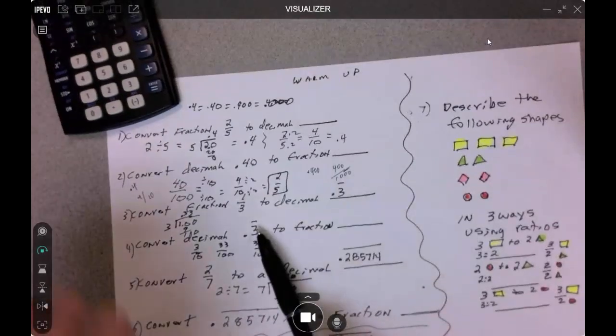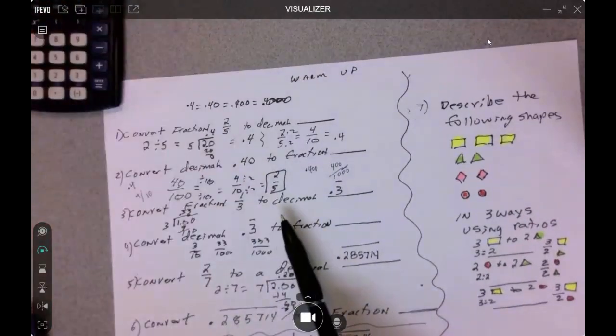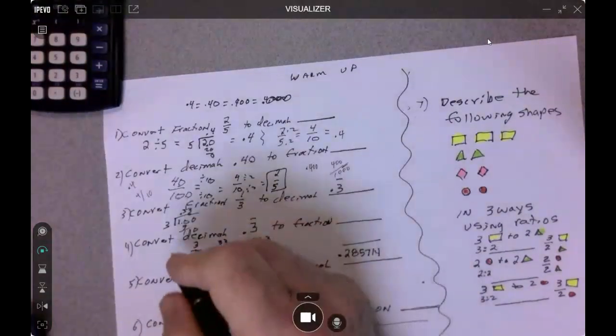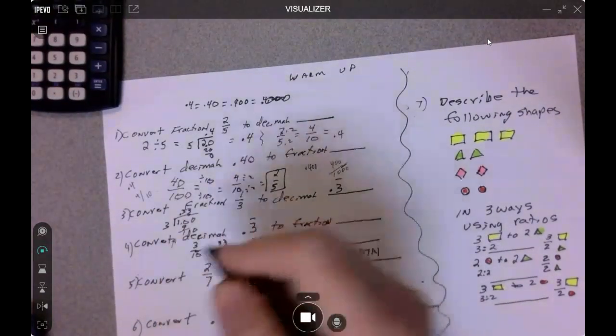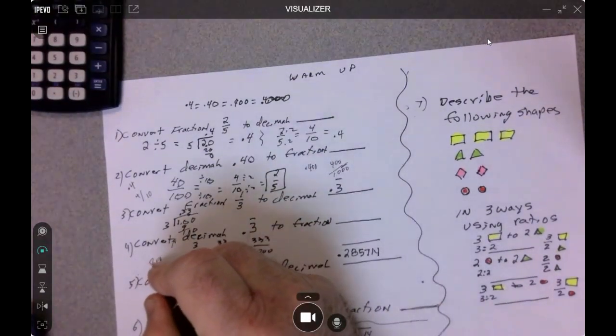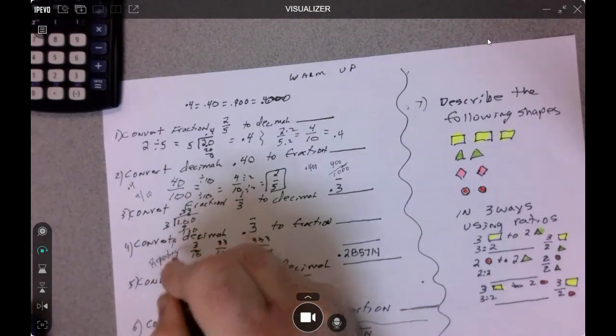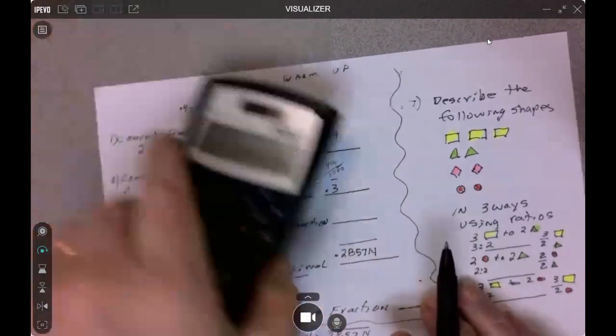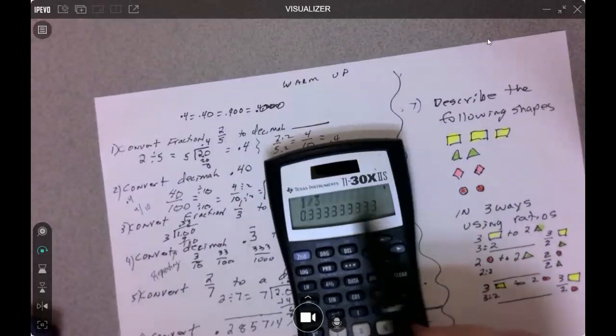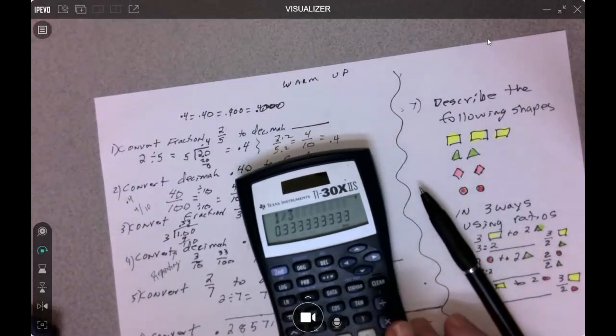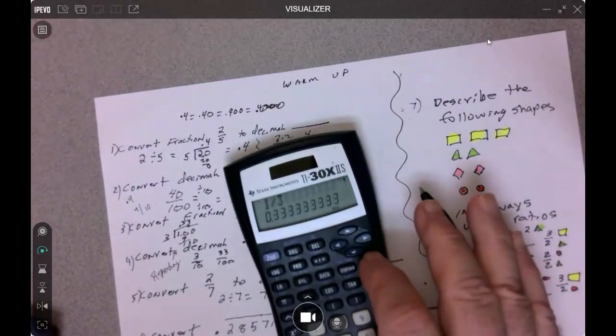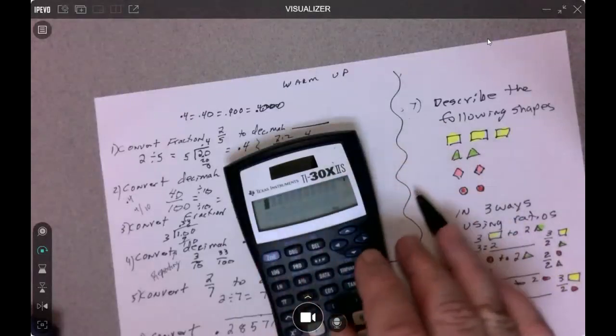Now, this is a more challenging problem. How do you convert a decimal? And I guess I'll just say here, this really is a special case. This is a repeating decimal. Wait a minute. Repeating decimal, what does that mean? It means one of these where the decimal continues to repeat. The other kind is a terminating decimal. So what does that mean?